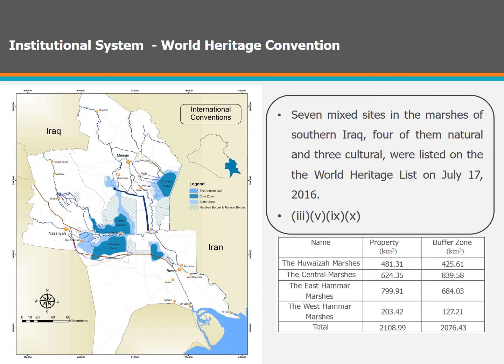The sites included on the World Heritage List include 4 natural sites: the Haweza, East Hammar, West Hammar, and the Central Marshes. There are also 3 cultural heritage sites, so altogether 7 sites.